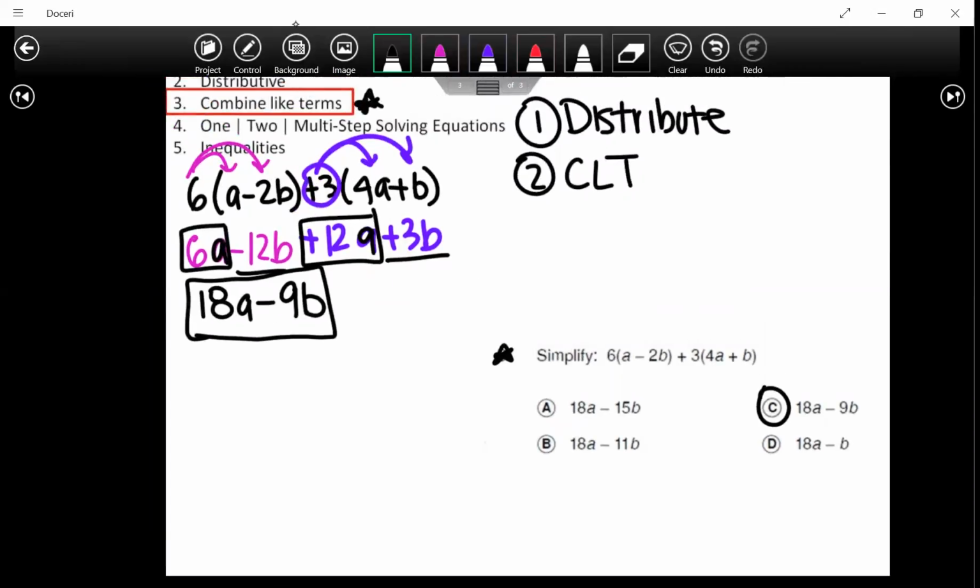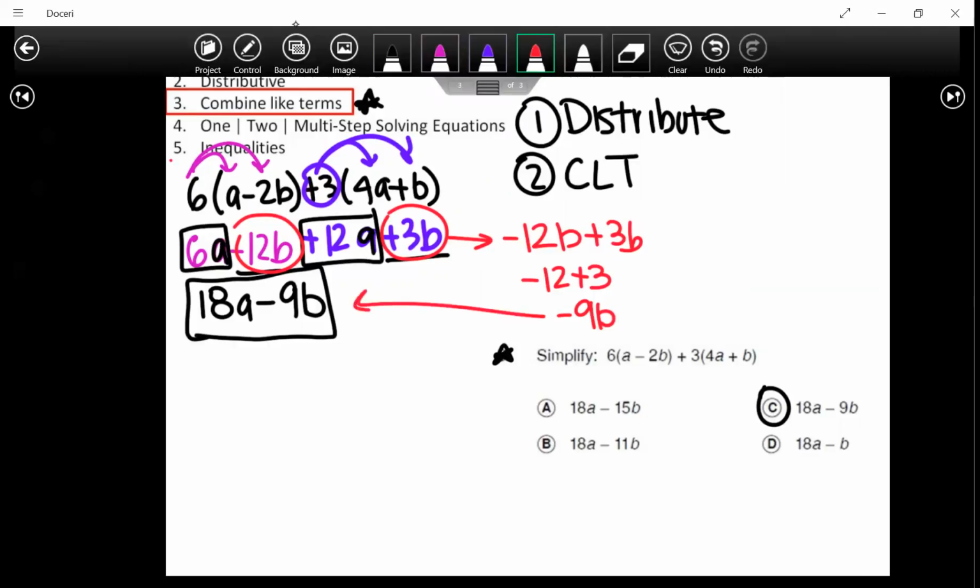So in this case right here, in my answer, I'm going to do it in red here. My negative 12b and my plus 3b. This would give me negative 12b plus 3b. If you just have the whole numbers, negative 12 plus 3 would be what? Right, and we still have the variable here, so we just say b. And that's where that one comes in.